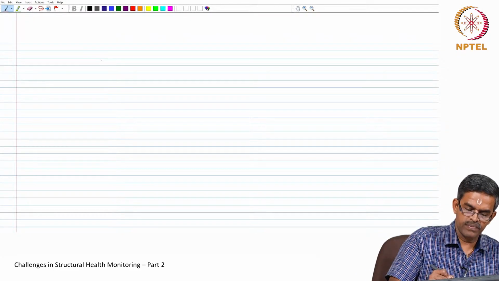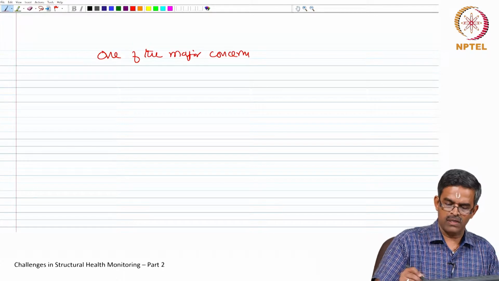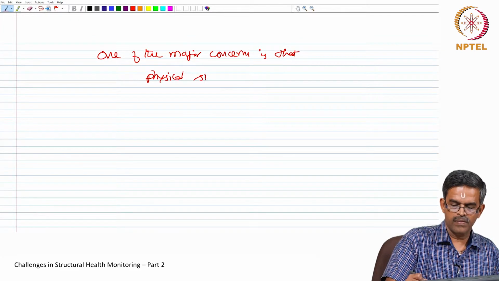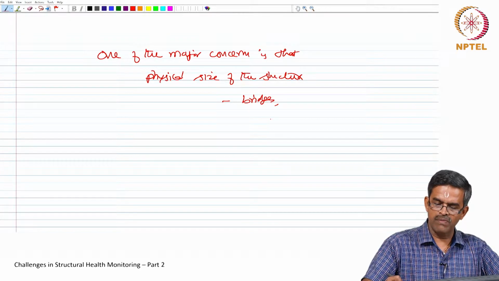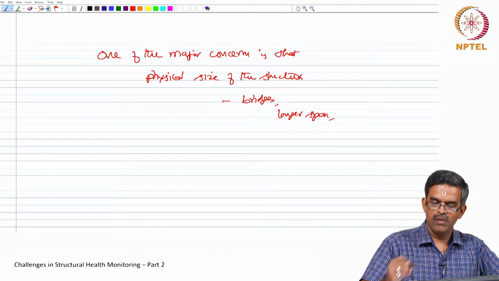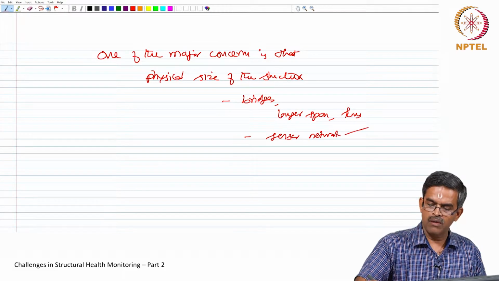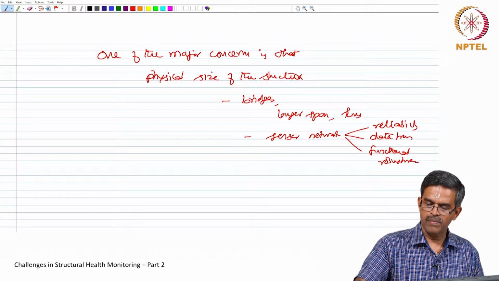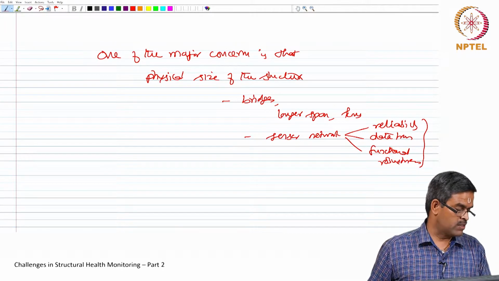One of the major concern in applying SHM to civil infrastructure is that physical size of the structure. For example, when you talk of bridges whose deck slab is very long span and spread for kilometers, it is very difficult to have a sensor network in terms of its reliability, data transmission and its functional robustness. That can be one of the difficult areas to diagnose in terms of application of SHM on civil infrastructures.